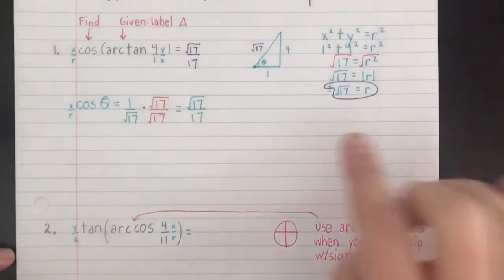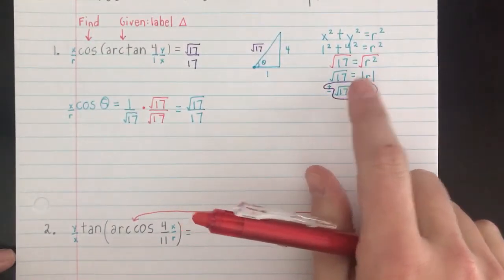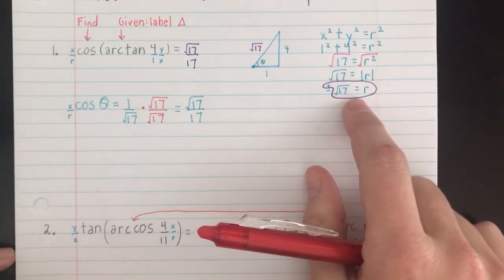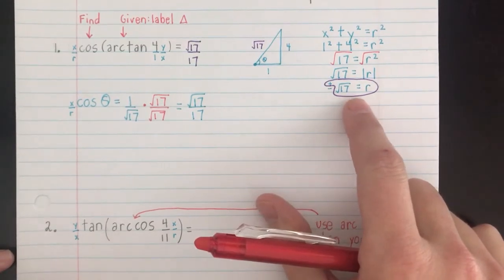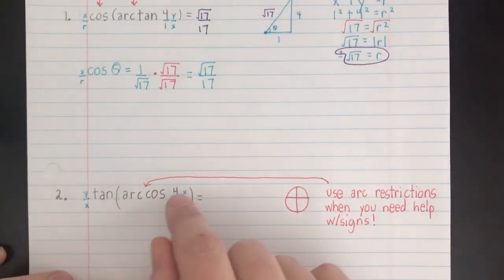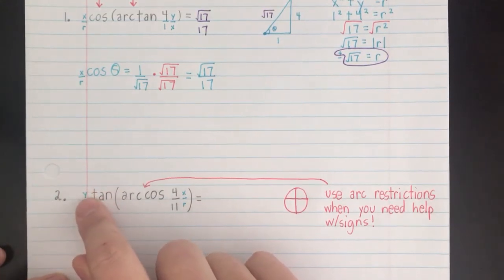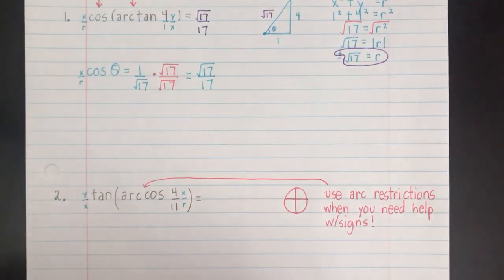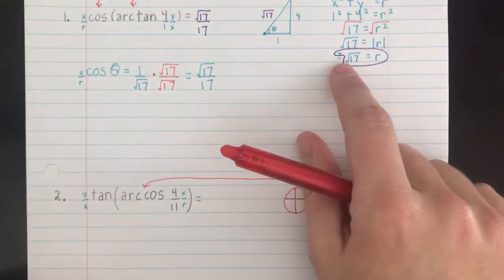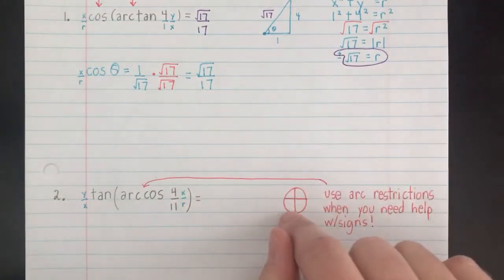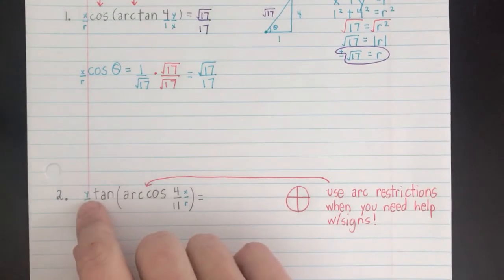Well, on the last problem, we had to find out what r was. We didn't need help. We knew r was always going to be positive. Okay, so we didn't need help with signs. On this one, we know x, we know r, we don't know y. Okay, we need help because we don't know if y is supposed to be positive or negative. On this, r is always positive. We didn't have an issue. On this, we don't know what y is, positive or negative.